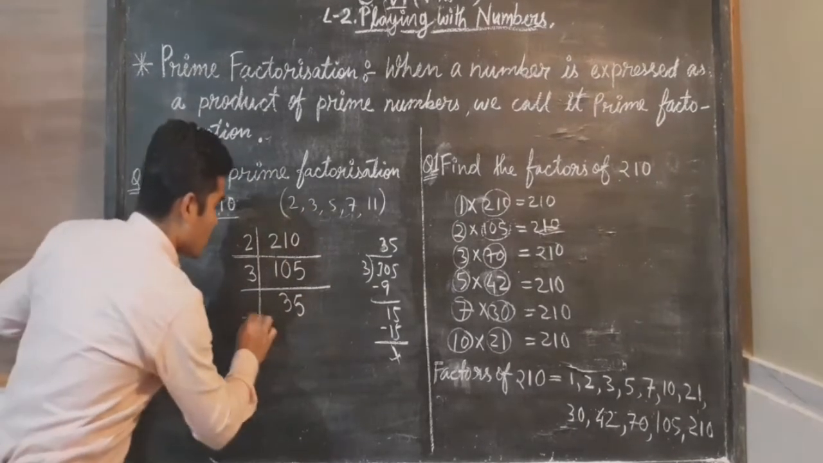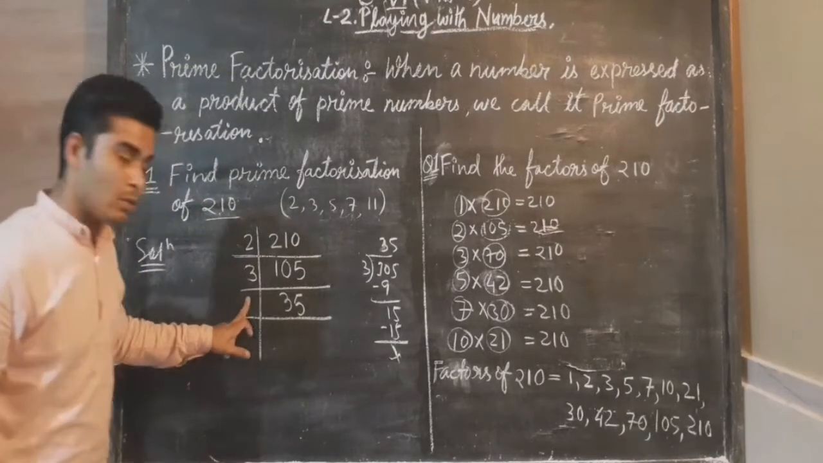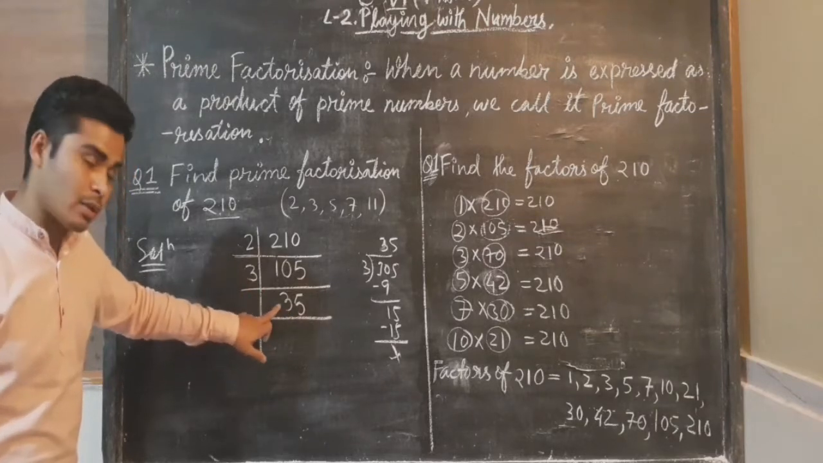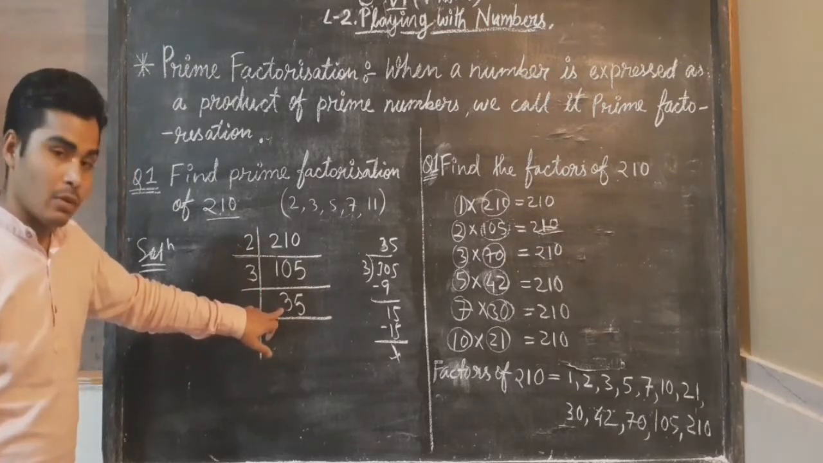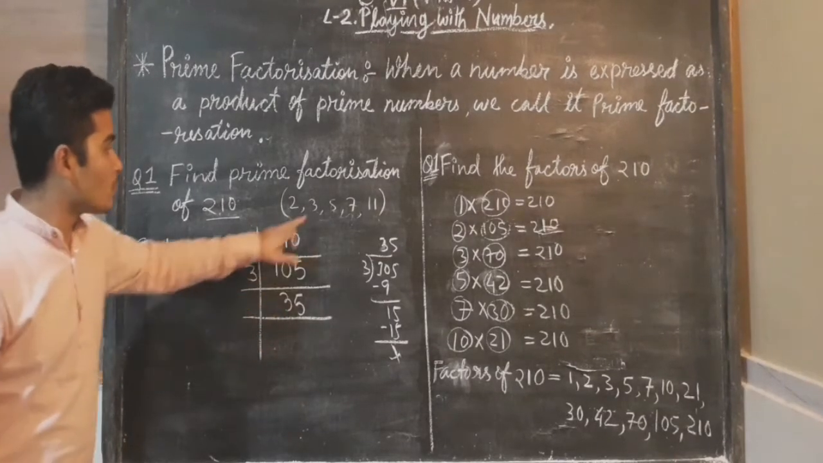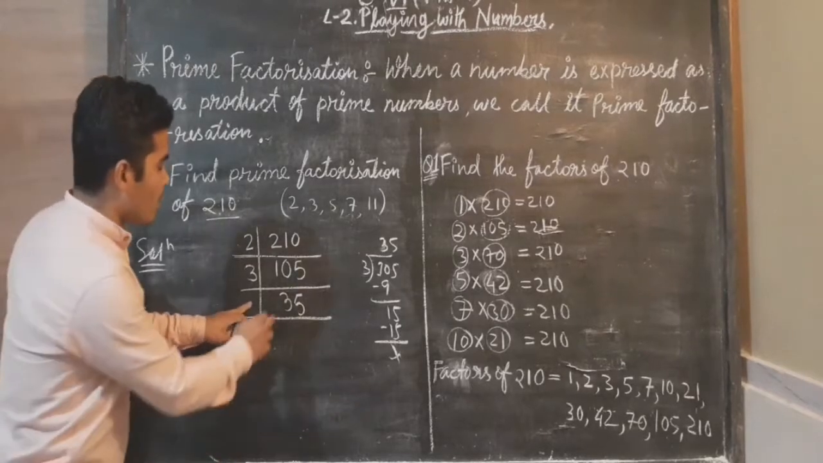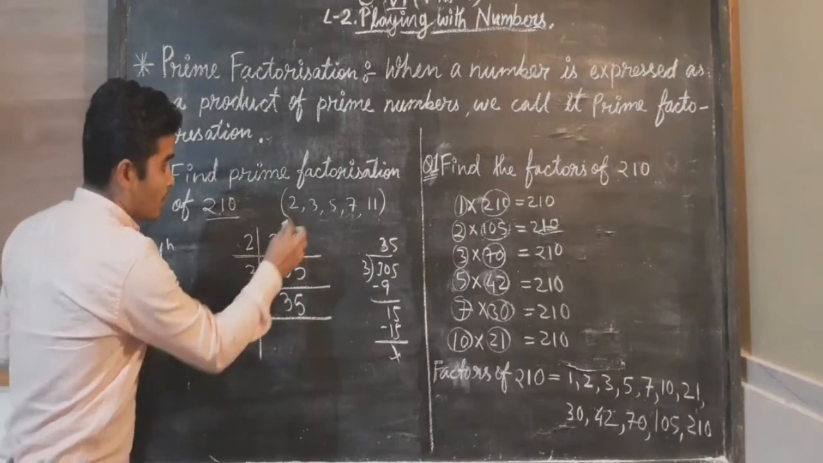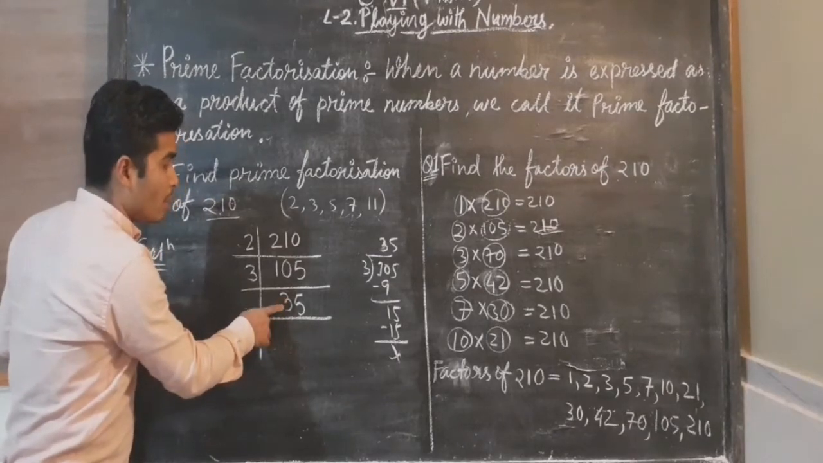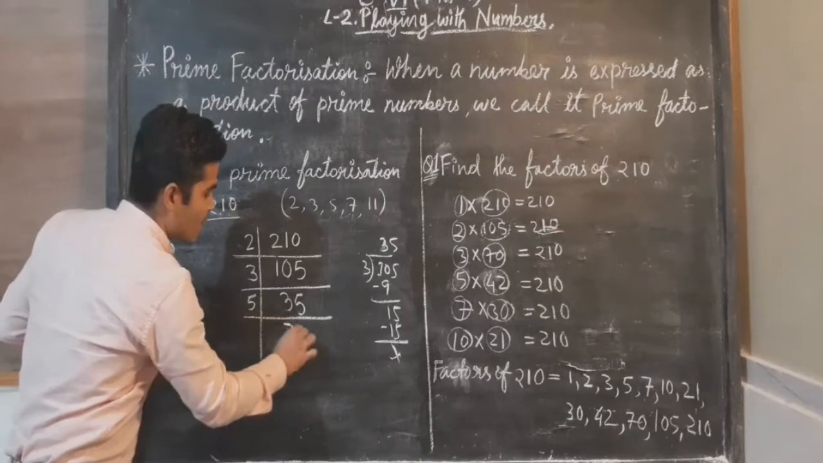Okay. Now again, let's move to the next step. What we will do? Now we will try to divide this same number by 3. But see, this number is not divisible by 3. Then we will move to the next prime number, that is 5. So you try to divide this number by 5, we will get that this number is divisible by 5. If we divide this number by 5, then we will get 5 7s are 35.